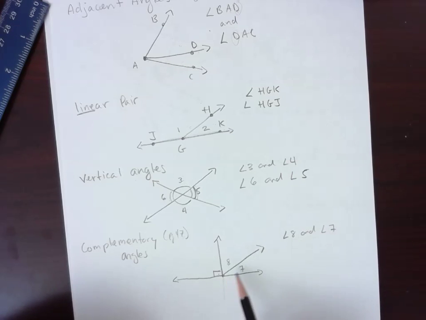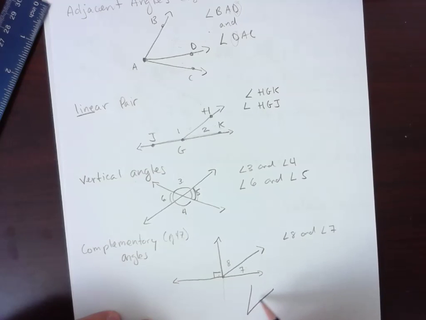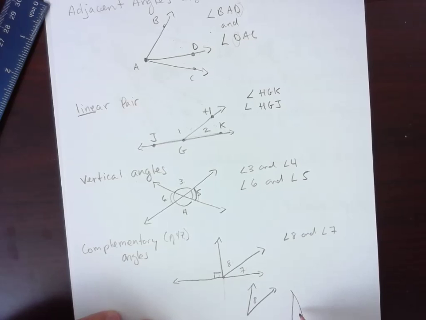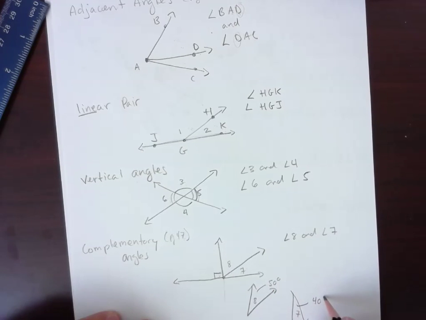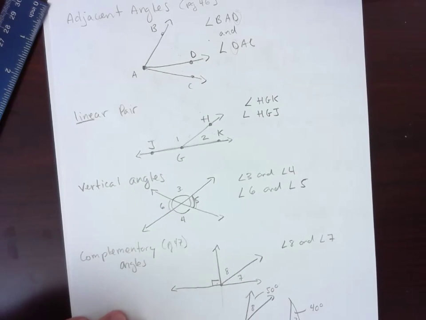Also, they don't have to be adjacent to each other. You could have just an angle out here, angle 8, and another one, angle 7 out here, just in kind of random spots. But if you're told that this is 50 degrees and this one is 40 degrees, if they still add up to 90 degrees, they're still considered complementary angles.